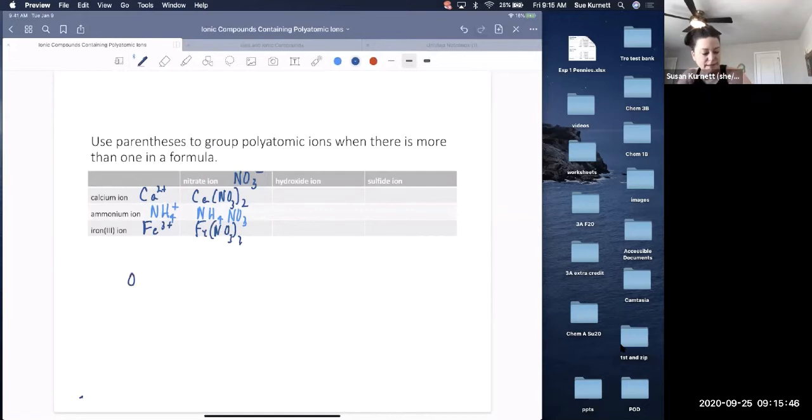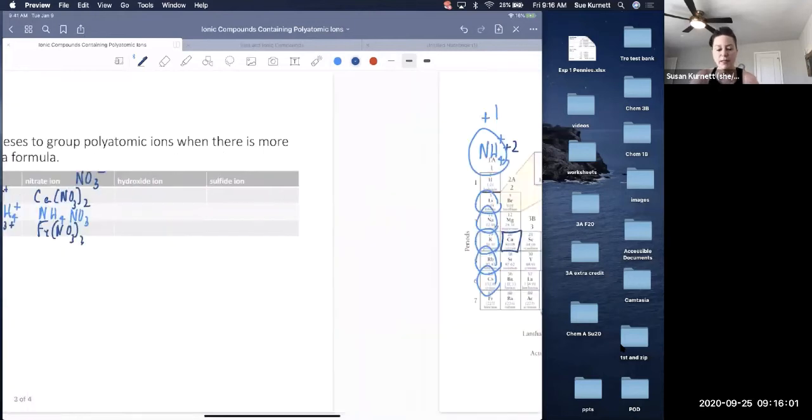Hydroxide. It's a little odd that it ends in "ide." Typically, when we see that "ide" ending, we're thinking that a nonmetal has gained enough electrons to be isoelectronic with a noble gas.